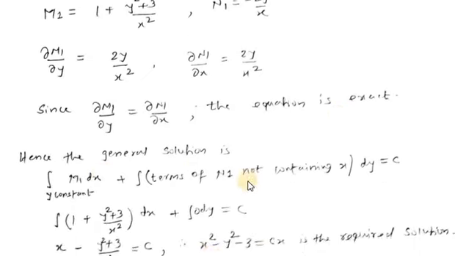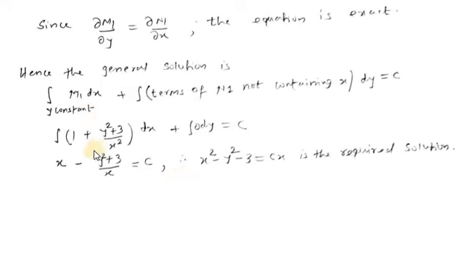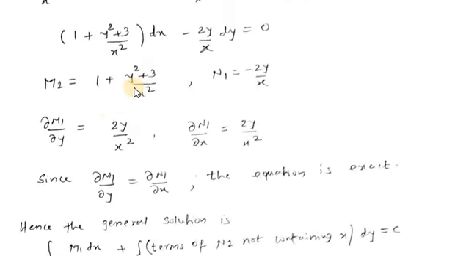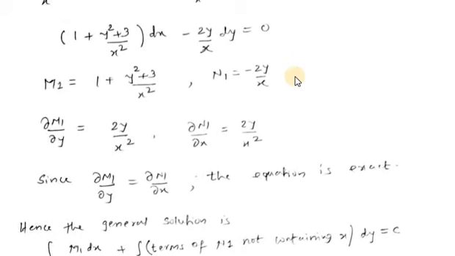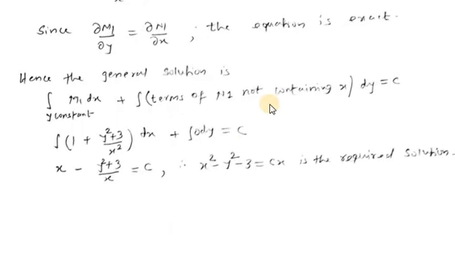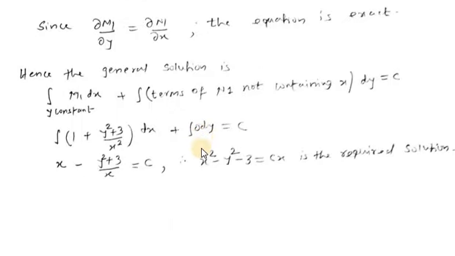And its general solution is given by integration of M1 dx, y constant, plus integration of terms of N1 not containing x, dy equals 0. So integration of M1 is 1 plus (y square plus 3) by x square dx, plus terms of N1 not containing x. N1 is minus 2y by x, and this is not an x-free term, so we have written 0 over here.